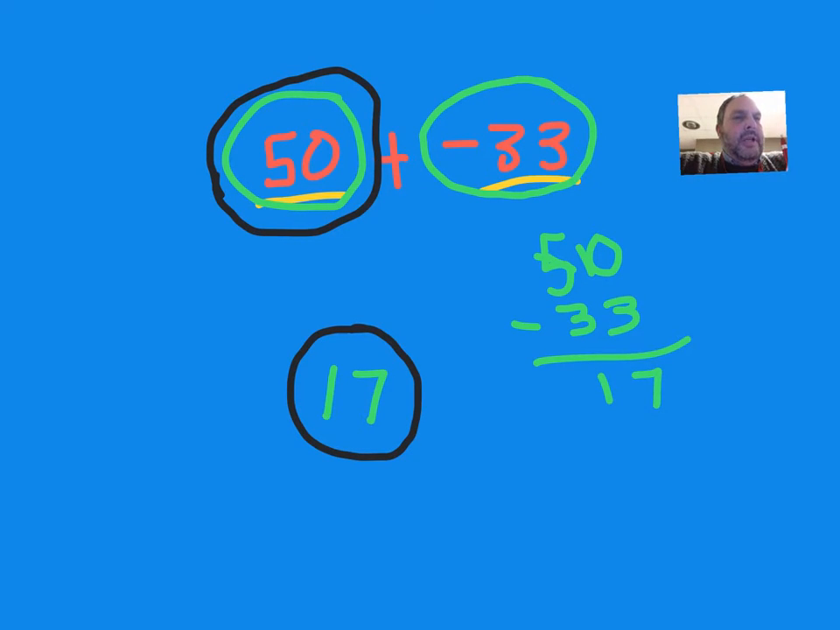So remember, you have to be able to spot whether a number is positive or negative, and then apply the rule. When you add and subtract, if your signs are the same, you add and keep the sign. If the signs are different, you subtract like they were in this problem and keep the sign with the larger absolute value, which in this case was the number 50.